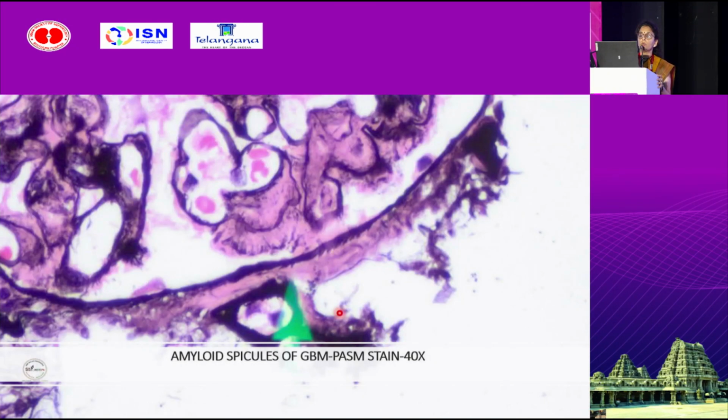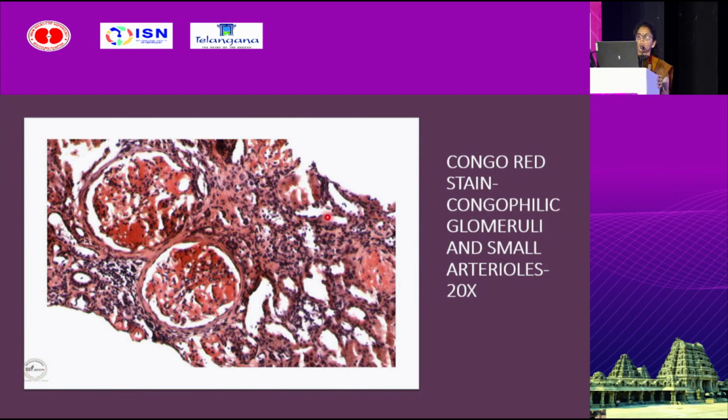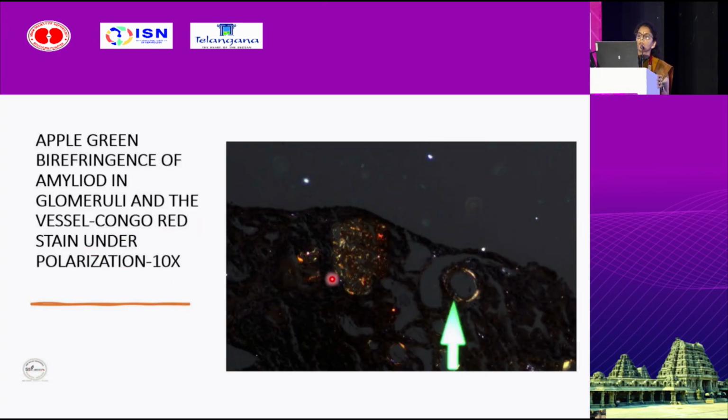Also, they can show these amyloid spicules on this silver stain. These are nothing but the subepithelial spikes. On Masson trichrome, it gives bluish mesangium. On Congo red, it gives congophilic glomeruli. Under polarization, it gives apple green birefringence of amyloid in the glomeruli and the vessel wall also.